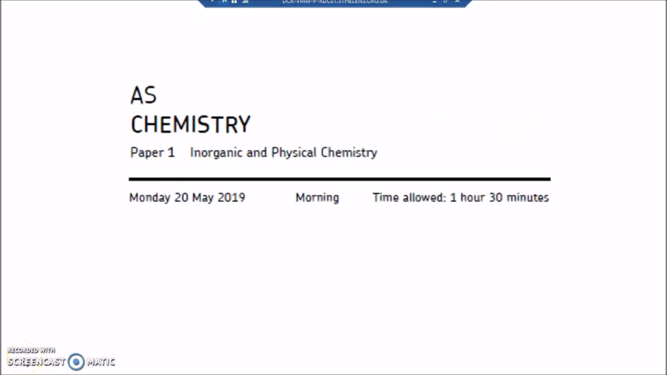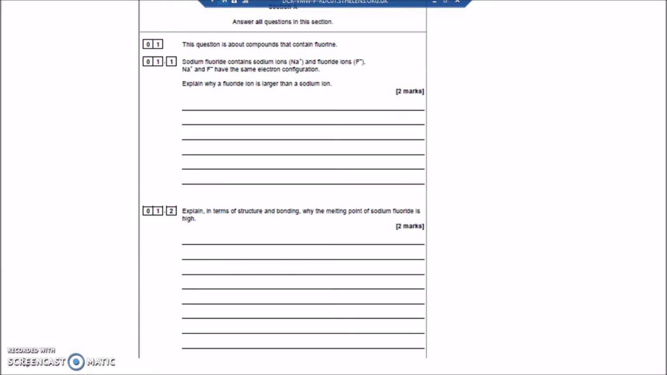Monday the 20th of May 2019, paper 1 AS Chemistry. Question 1.1. Sodium fluoride contains sodium ions and fluoride ions. Na+ and F- have the same electron configuration. Explain why a fluoride ion is larger than a sodium ion.